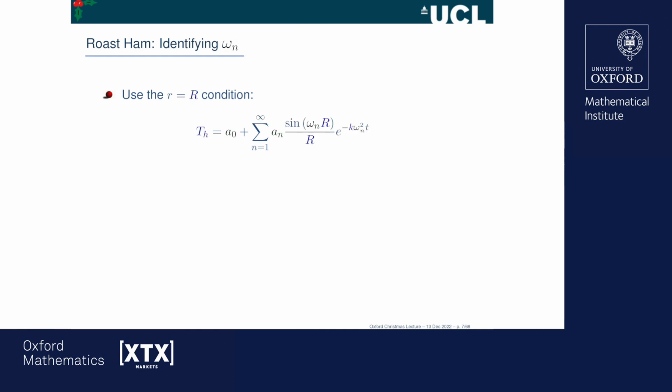I use the condition on the outside, which tells me that the oven temperature is equal to this value when I put in the radius capital R. Now, that sine omega n capital R over R, that's just a number.